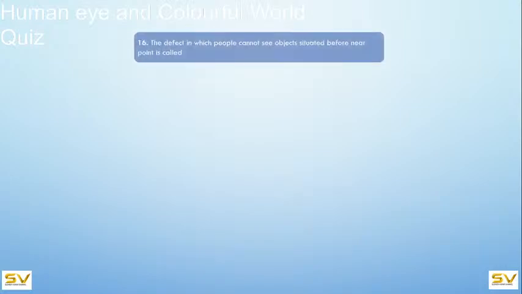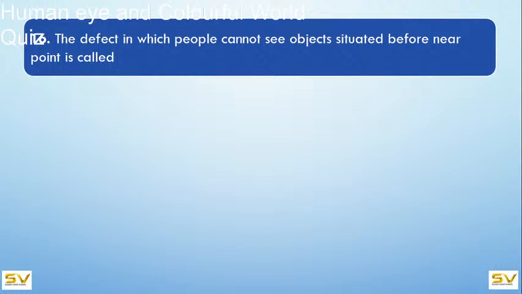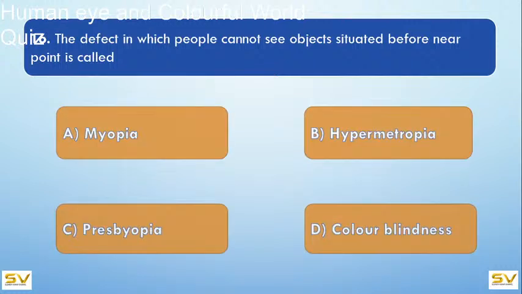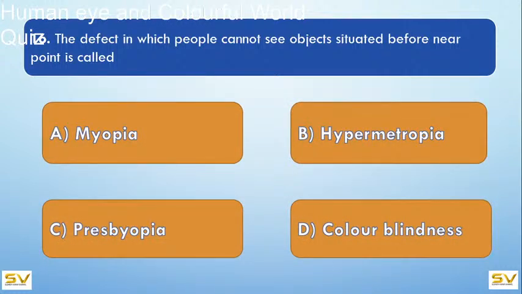Now coming to the next question. The defect in which people cannot see objects situated before near point is called. So the defect in which people cannot see objects situated before near point. Is it myopia, hypermetropia, presbyopia, or color blindness?